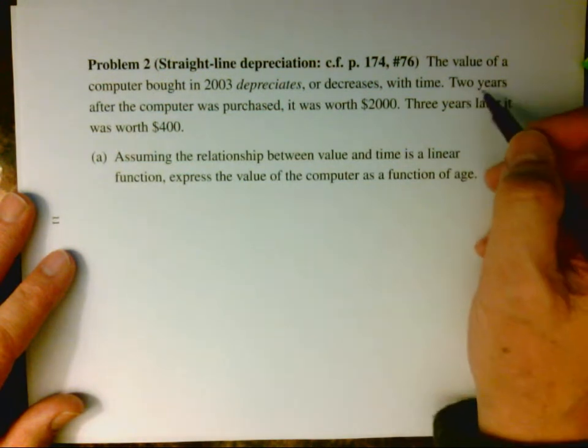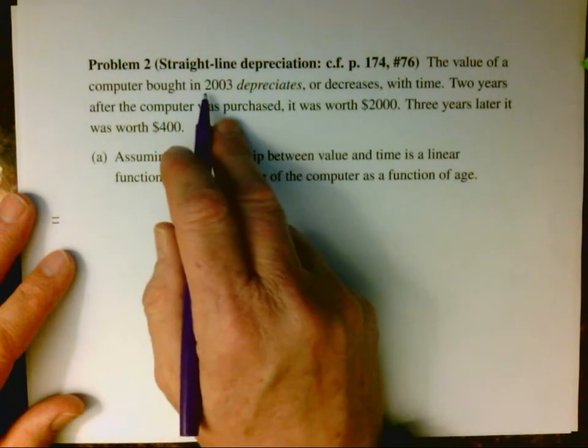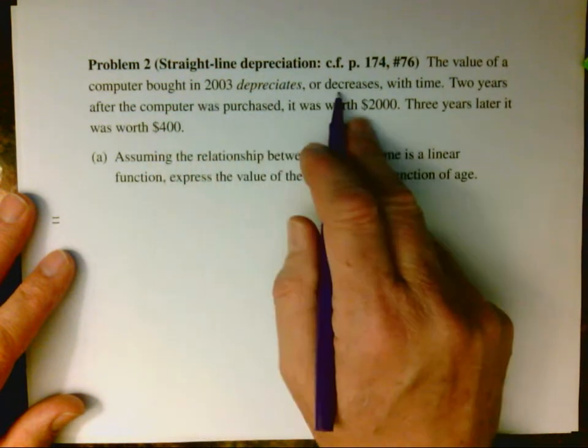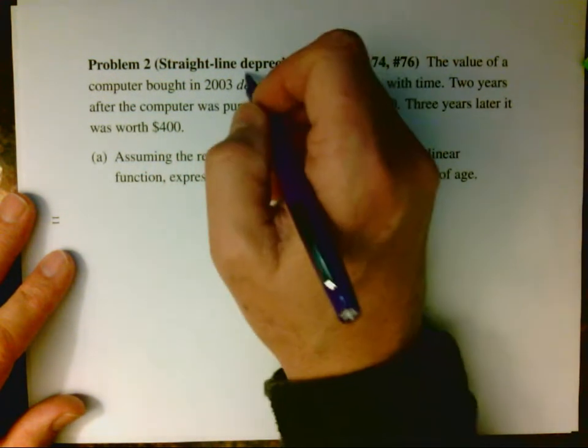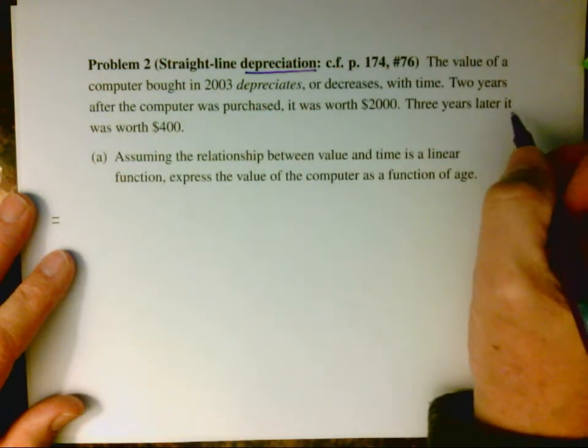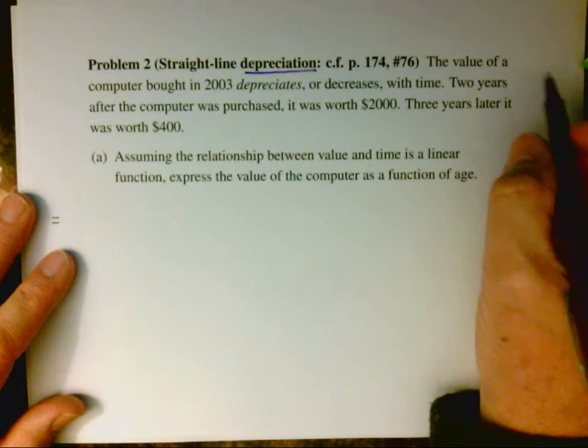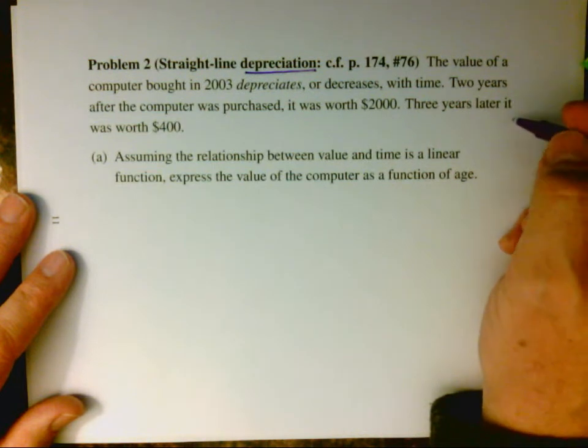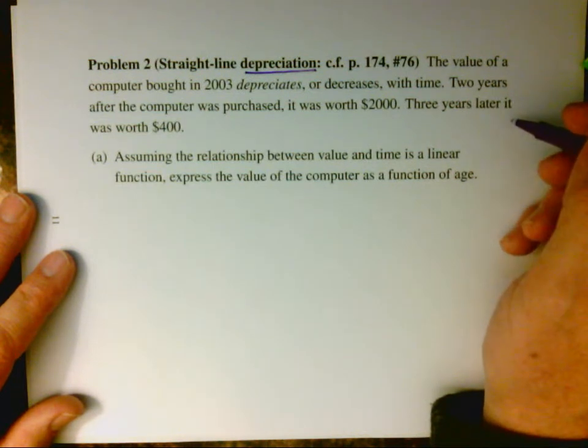So basically, if you buy a computer over time, the value goes down. That's called depreciation. Your car does the exact same thing. You drive it off the dealer's lot. 2 weeks later, it's worth $2,000 less than you paid for it if it was a new car.